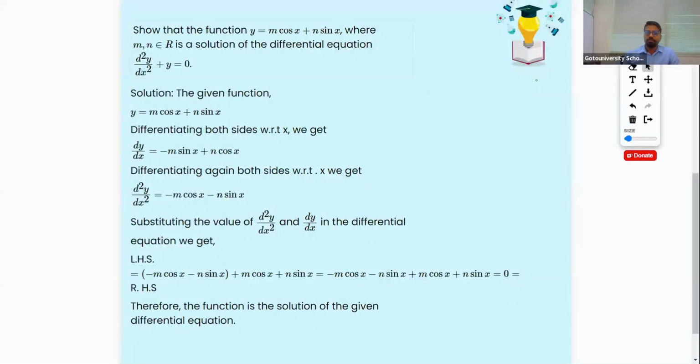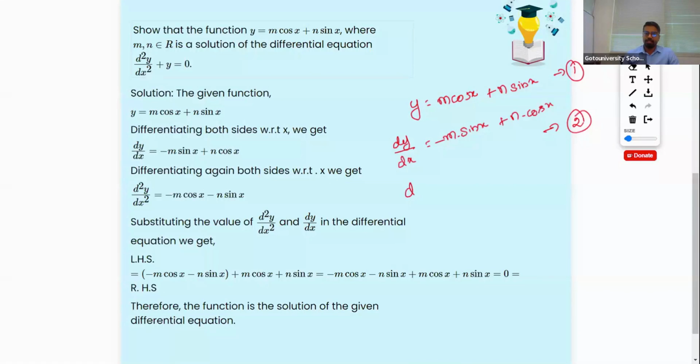Shall we try it? So we want the second order derivative of the given function. y is equal to m cos x plus n sin x. So when I differentiate once with respect to x, let this be equation 1. Okay, what do we get? Minus m sin x plus n cos x. Am I right? Yes, let it be equation 2. Differentiate again with respect to x, we get the second order derivative, which is minus m cos x, minus of minus becomes plus n sin x.